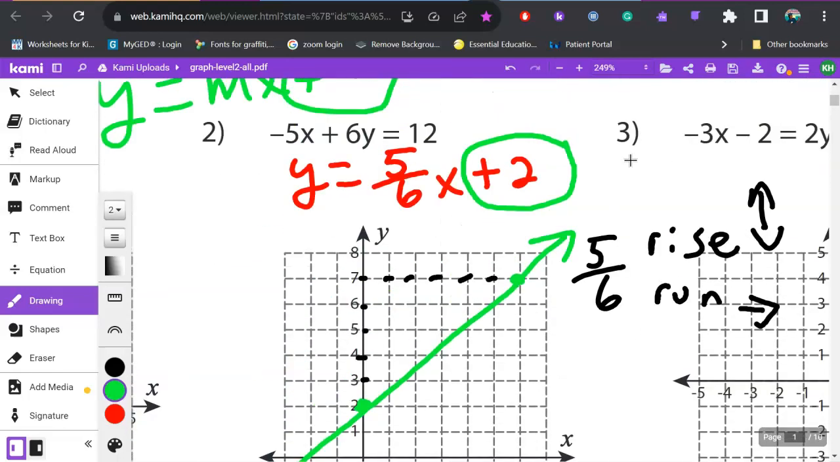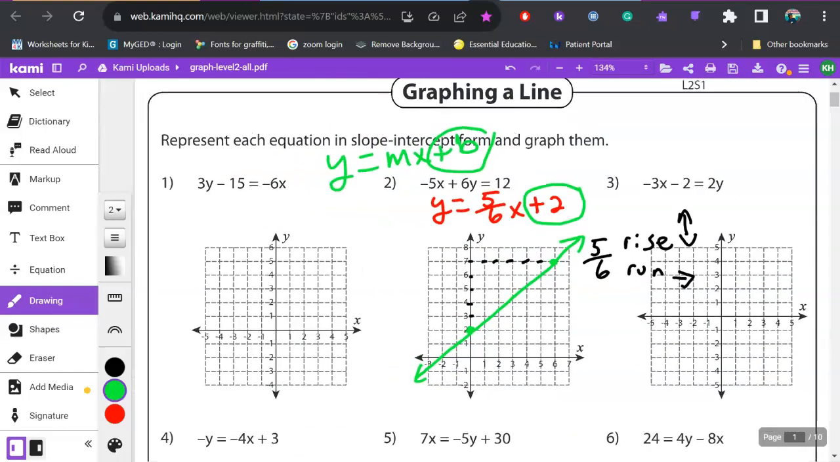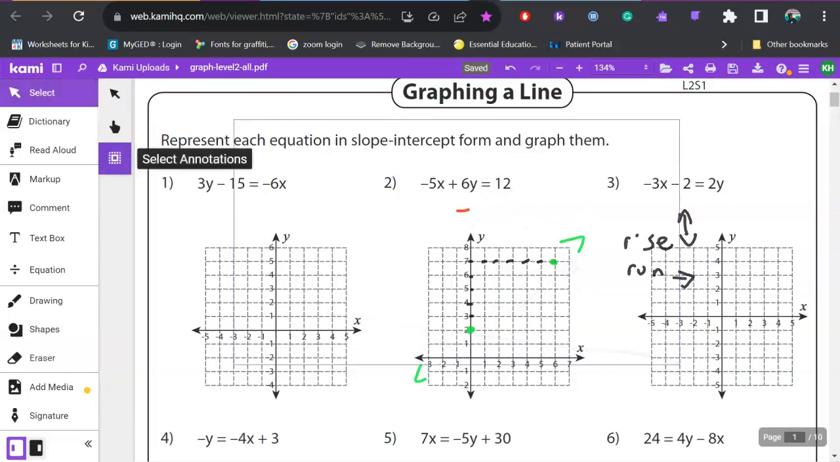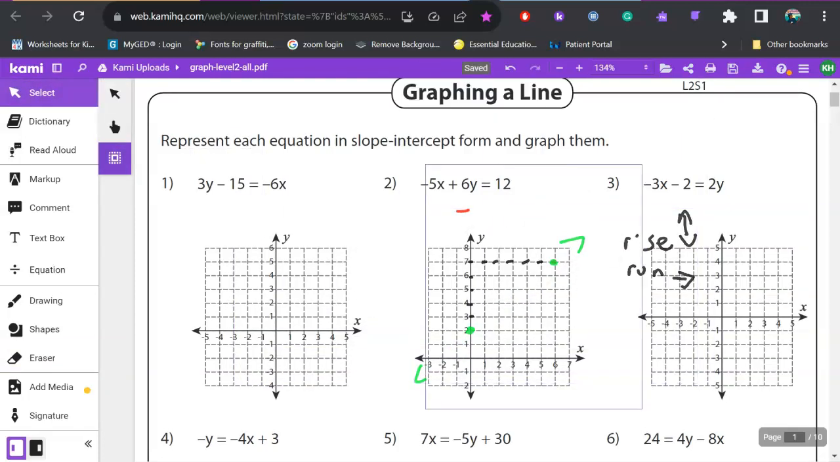All right, let's take a look at number 3. Now, we'll say number 3 is trying to be a little bit tricky, but we're not going to let it fool us, right? Why are we not going to let it fool us? Well, take a look at it.